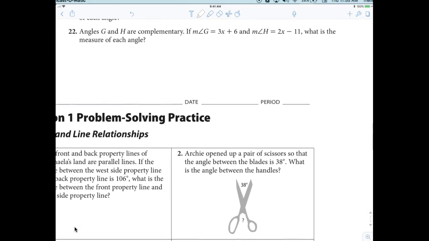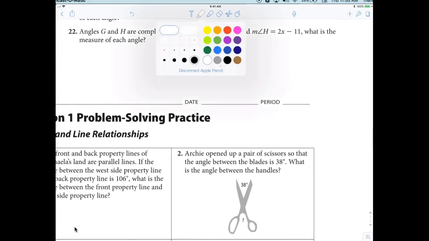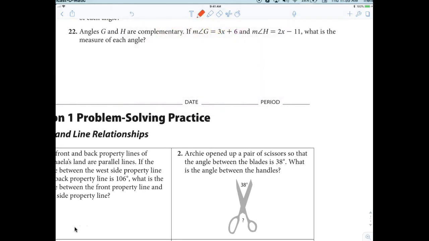Now the first thing I want you to do is we're going to draw it out. All right, so I want everybody to draw. G and H are complementary. If G and H are complementary, what does that mean they do? They add up to 90 degrees. All right, so I want everybody to draw an example of complementary angles.